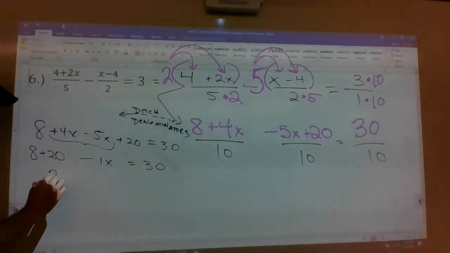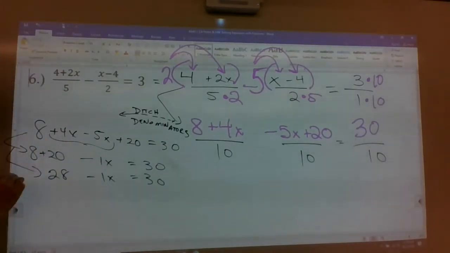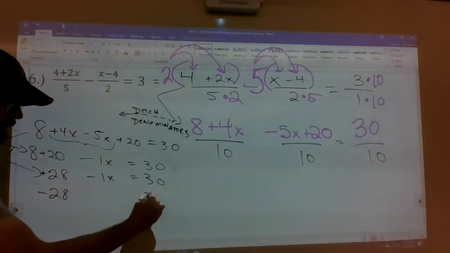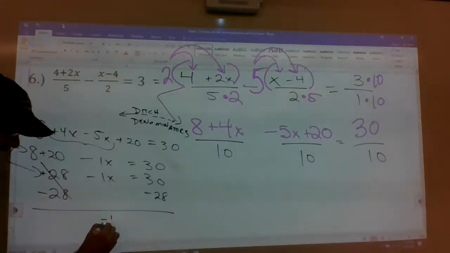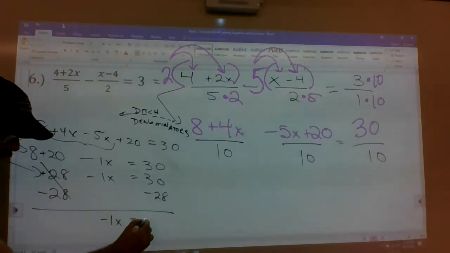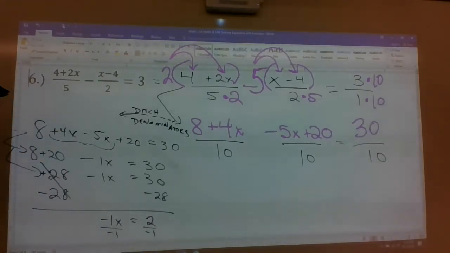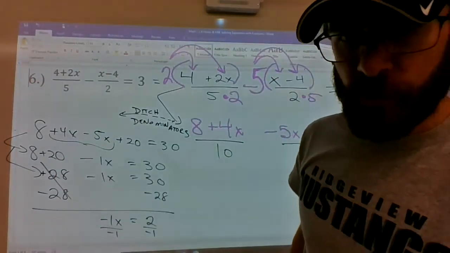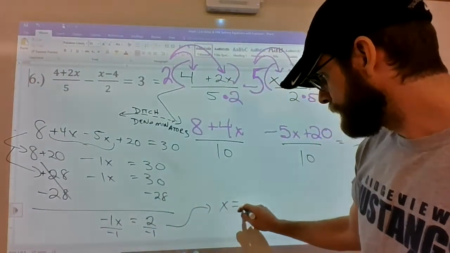8 plus 20 is 28. Subtract 28 from both sides because it's positive 28. And then you're left with a negative 1x is equal to positive 2. You divide by negative 1. Anything divided by negative 1 just means change the sign of whatever you were dividing. So x equals negative 2.